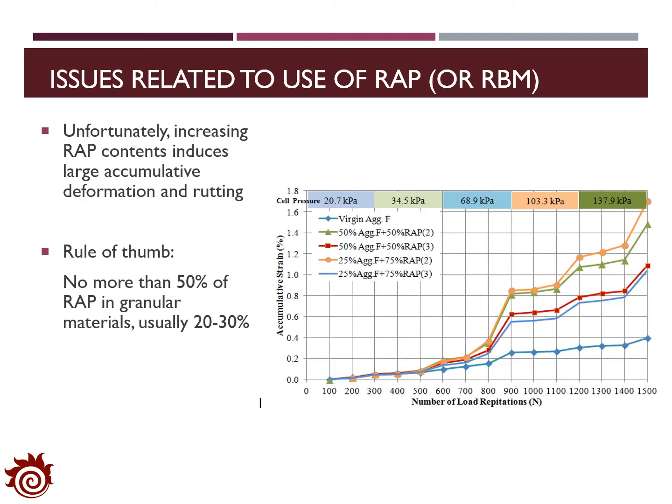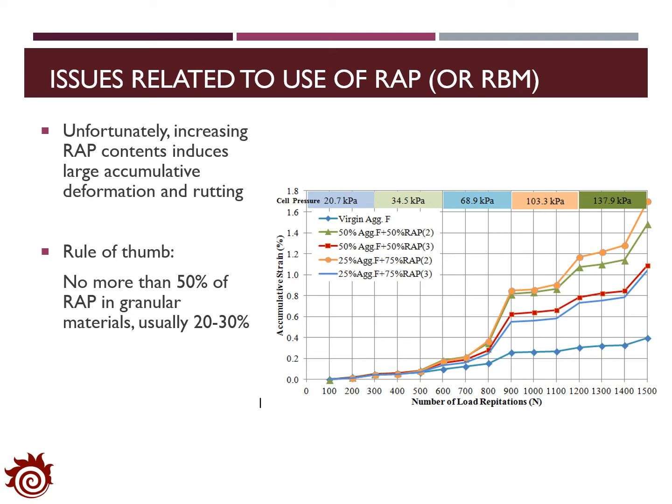In this page, the figure demonstrates the relationship between the accumulative strain, which is applied to measure the deformation and the rutting of the pavement, with respect to the number of load repetitions. Each line in this figure shows one content of the reclaimed materials. We can see that by increasing the contents of RAP, the accumulative strain will be larger. That indicates that there will be larger distress happening to the pavement.